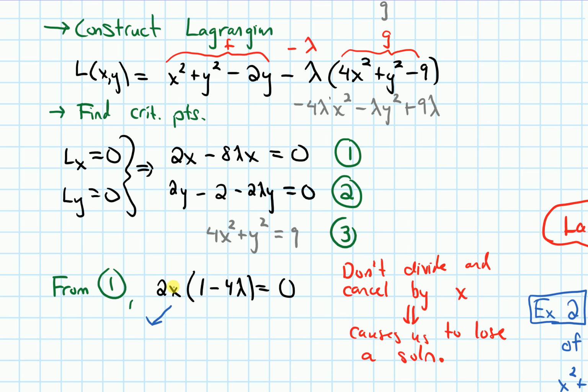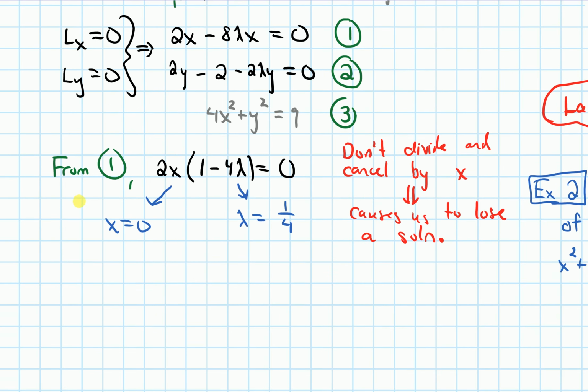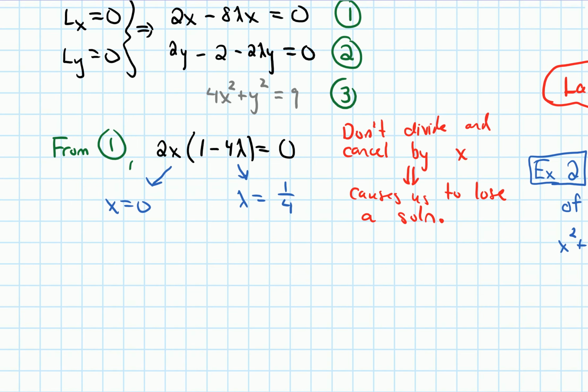And this gives us two possibilities. From the first factor, I get that x could be 0. And from the second factor, there's 1 minus 4 lambda. Well, that would be equal to 0 when lambda equals 1/4. So now we have to consider these two possibilities. So first, let's do when x equals 0. And if x equals 0, the simplest thing I could do is plug this into the third equation.